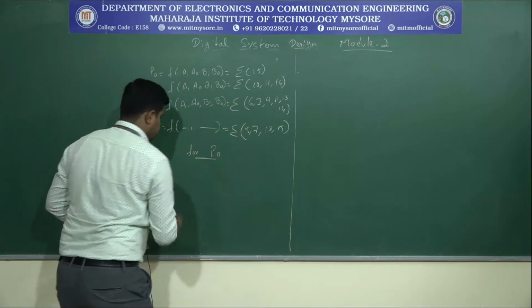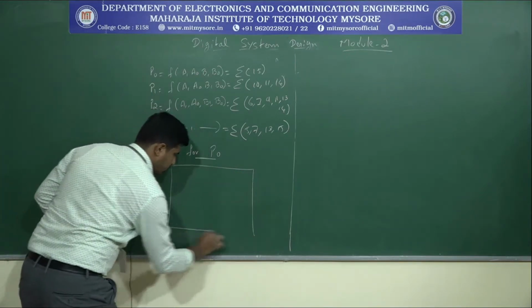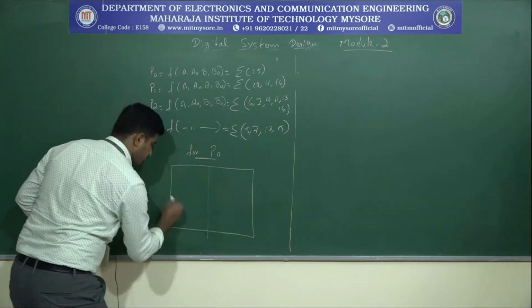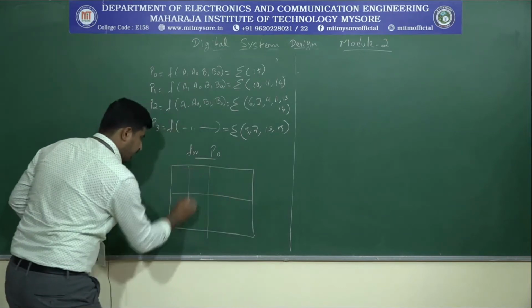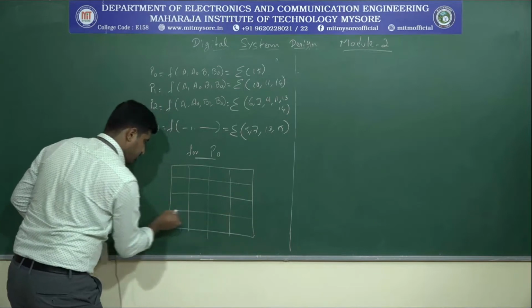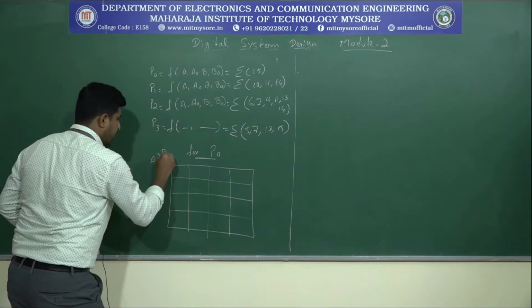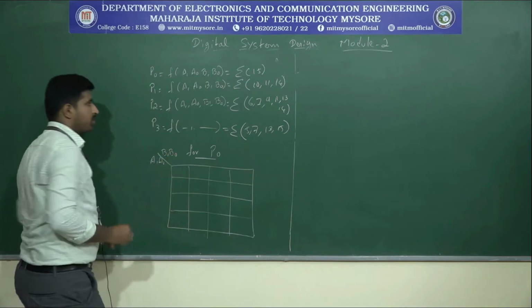For P0, there are 4 variables, so a 16-cell K-map will be there, with A1 A0 on one axis and B1 B0 on the other.